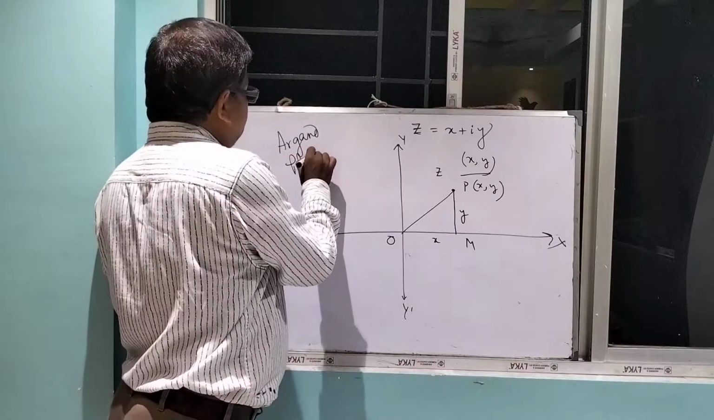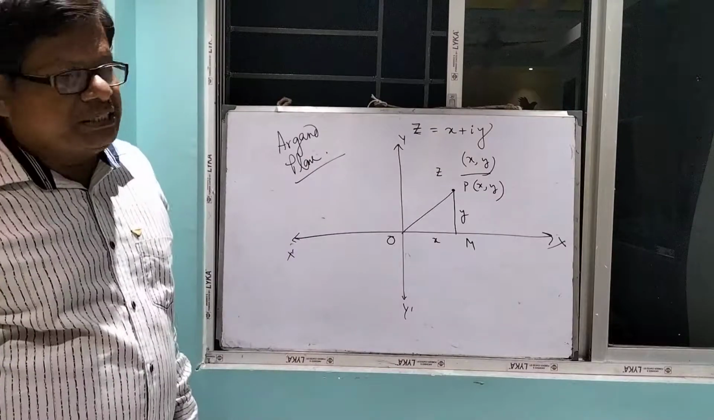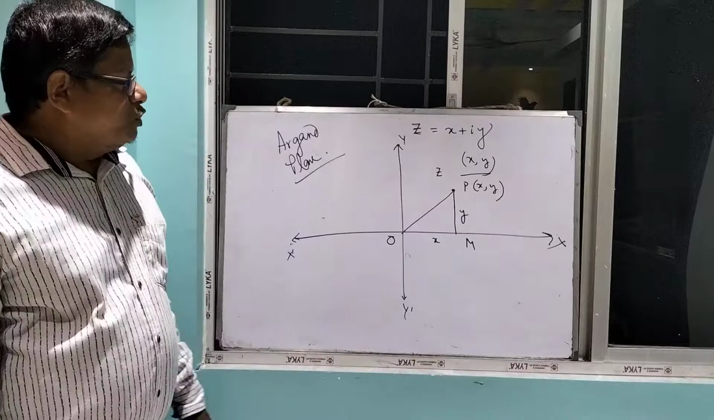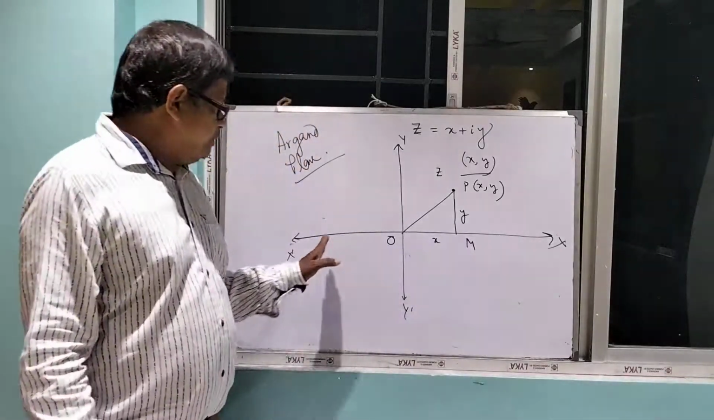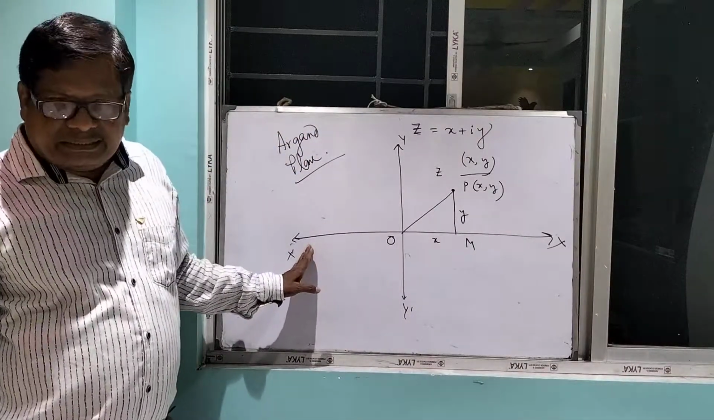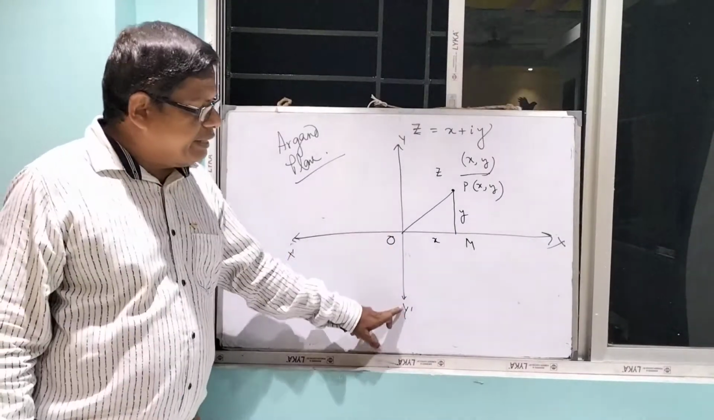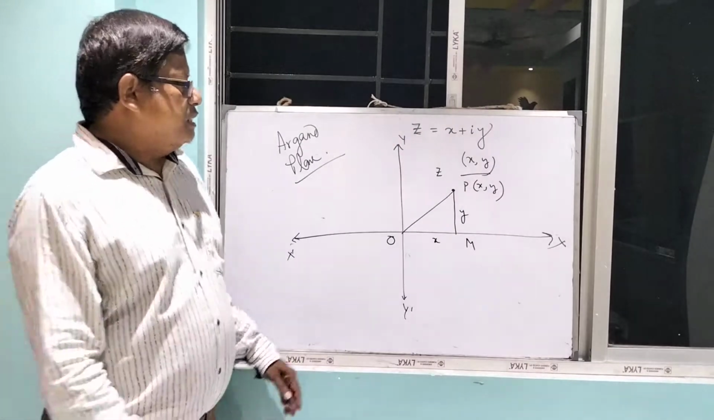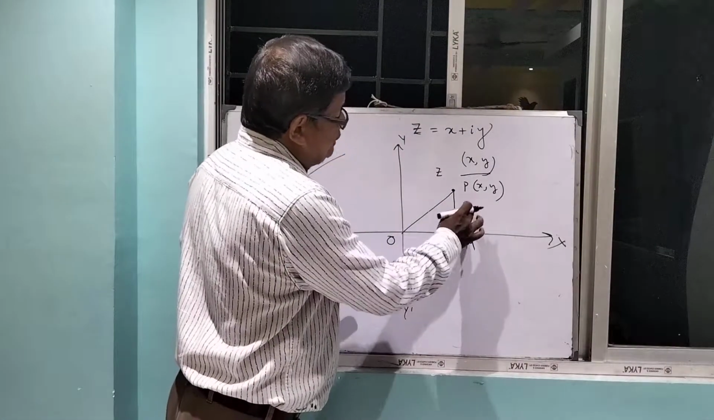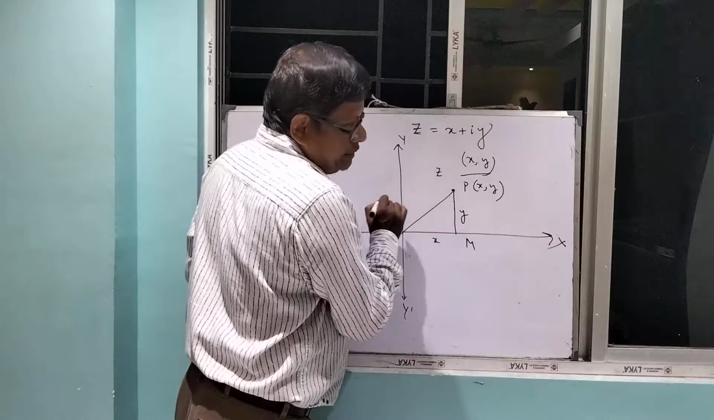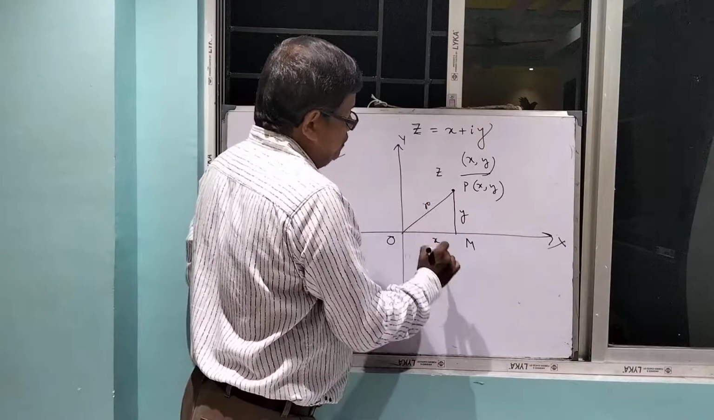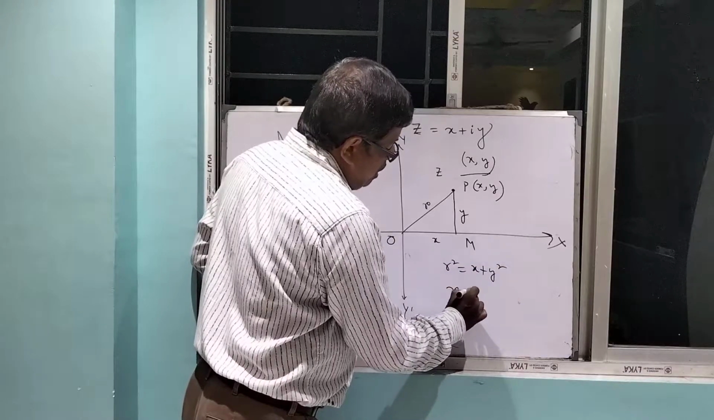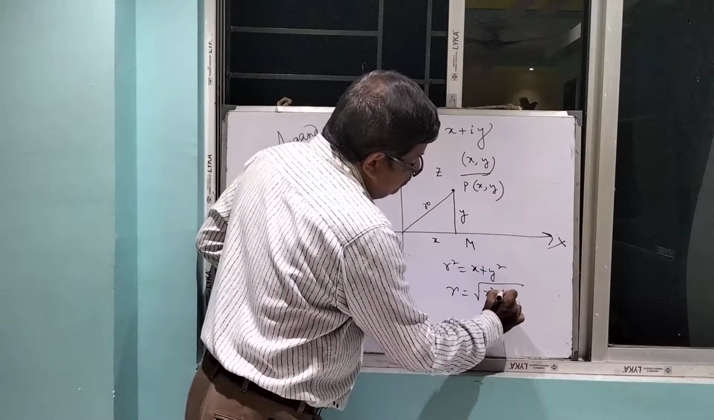On the Argand plane, or complex plane, here are two points, X and Y. This one is known as the real axis, and Y'OY is called the imaginary axis. Suppose a point (X, Y) is here. If we consider this distance to be R, then R squared equals X squared plus Y squared, so R equals root under X squared plus Y squared.